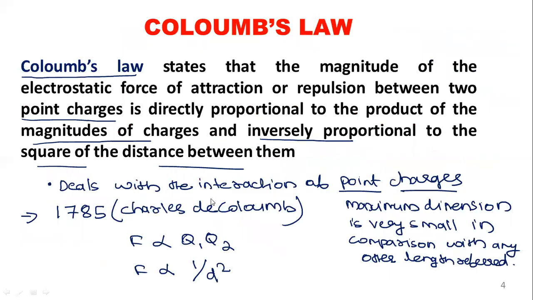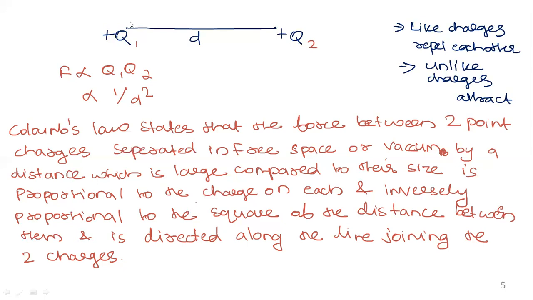This is just for your further understanding. The force will be along the line joining the two charges Q1 and Q2. Repelling or attracting depends upon whether both are positive or one is positive and one is negative. That's it. Clear or not? Clear now. Okay, Coulomb's law. Now I told you the direction is from Q1 to Q2, right?